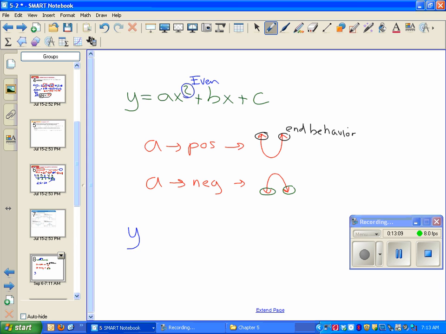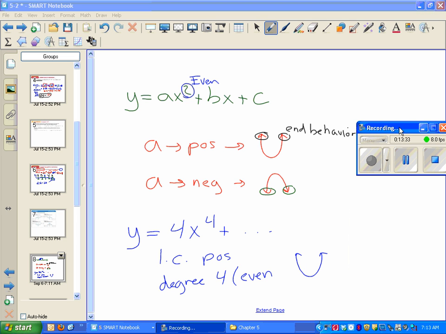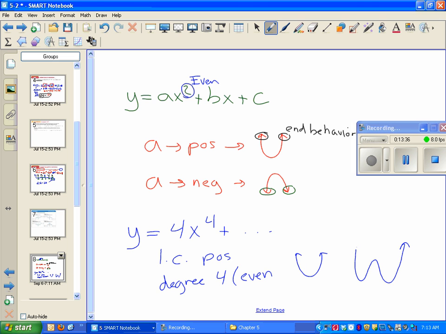So if we had y equals, let's say, 4x to the 4th plus a bunch of stuff, the leading coefficient is positive. The degree of the polynomial is 4, which is even. So the end behavior for this one is going to go up like a cup. And it might look a little different. It might look like this, but the result is the same. If we had 4x to the 6th, that would also go up like a cup.